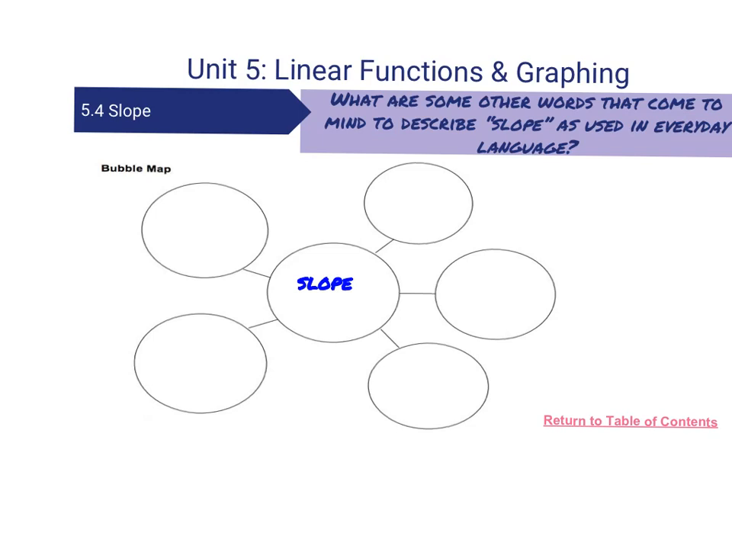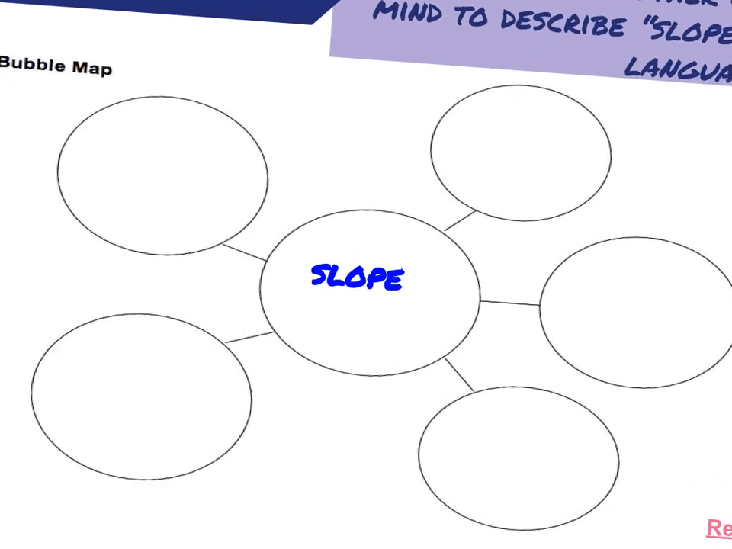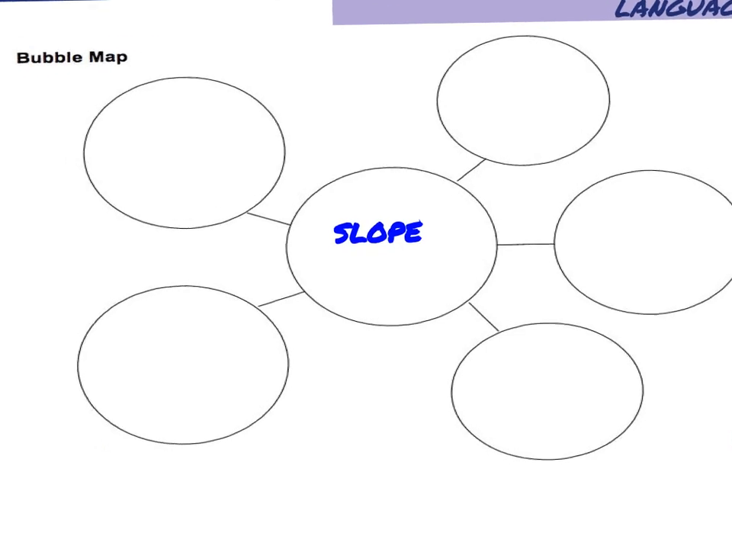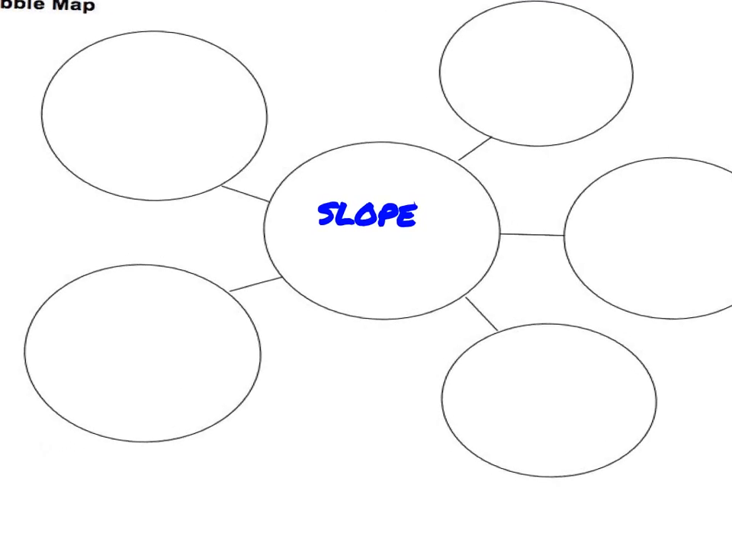Describe in your own words any words that come to mind when you see the word slope. And when we describe, we use our beautiful bubble map. So, describe in your own words what slope is. One of the words that comes to mind that you guys said was mountain. What other word comes to mind?